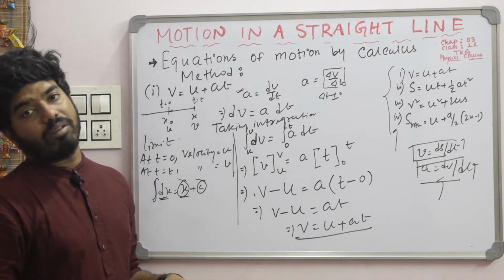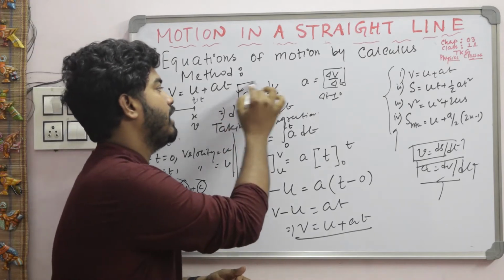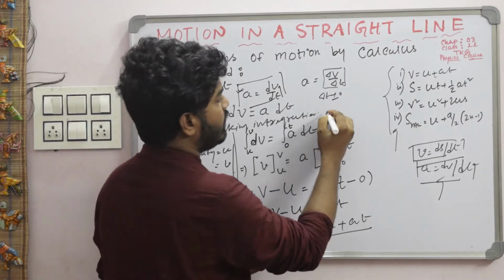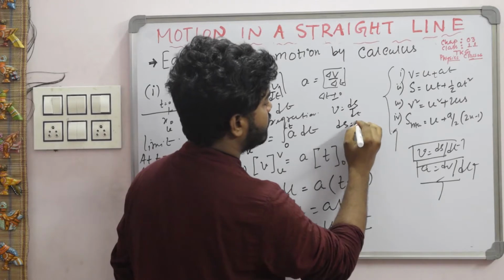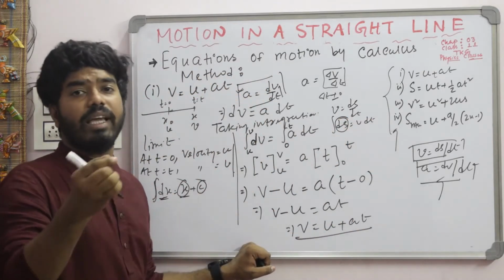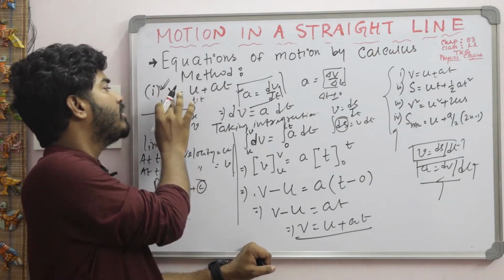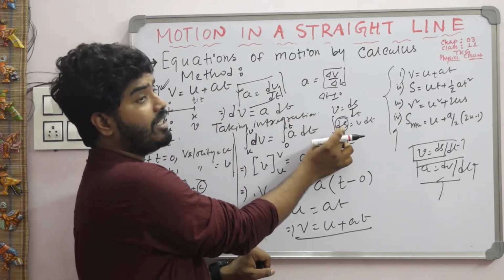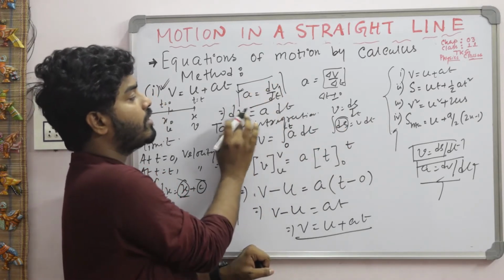You have to remember one thing: the starting point, a is equal to dv by dt. Why a is equal to dv by dt? If I write v is equal to ds by dt, then ds becomes v into dt. Now if I integrate ds, the integration becomes s, which represents distance, but here the equation given is related to velocity, so you must use dv. So we use the equation a is equal to dv by dt, that means dv is equal to a into dt.